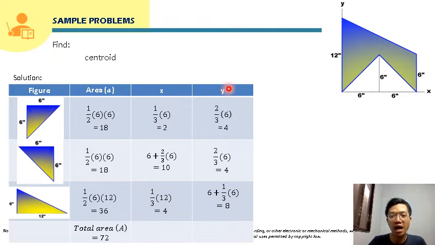Now for the y-coordinate, for the first triangle, its y-coordinate will be this distance, the coordinate of its centroid. This distance is actually 2/3 of this distance, which is 6.